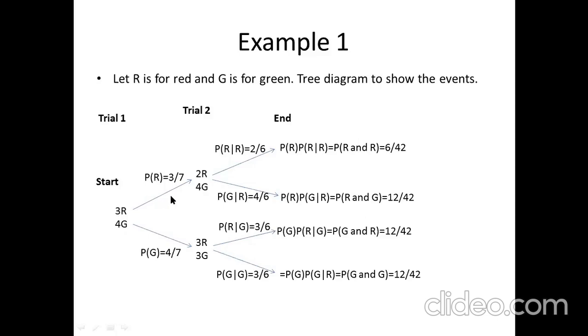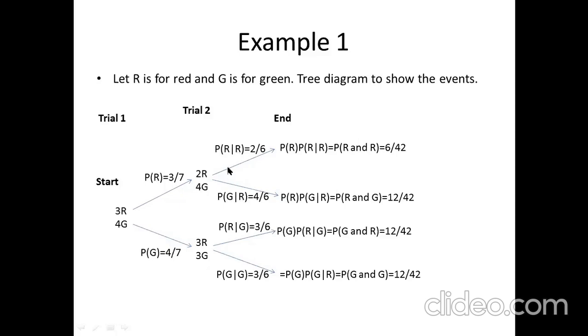If earlier a red ball was drawn, then we are remaining with 2 red and 4 green. However, if earlier a green ball was drawn, then we would be remaining with 3 red and 3 green. If we are on this branch, that earlier a red ball was drawn, then in the second trial, again we can get a red ball, given the red was drawn first in the previous stage, or we can have a green ball drawn in the second trial, given a red was drawn in the first trial.